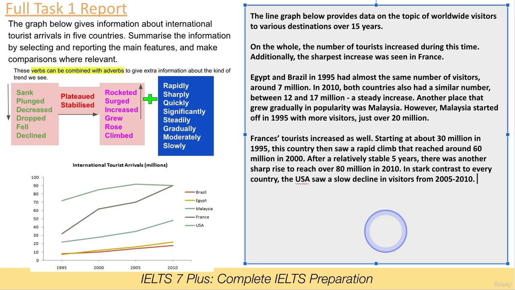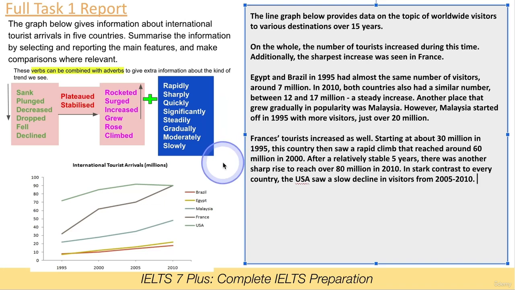Egypt and Brazil in 1995 had almost the same number of visitors, around 7 million. In 2010, both countries also had a similar number, between 12 and 17 million, a steady increase. Another place that grew gradually in popularity was Malaysia. However, Malaysia started off in 1995 with more visitors, just over 20 million. Okay, so we've summarised, we've grouped, we're showing the examiner that we can talk about the trends and what's happening. We've used the language here. I think we're doing well.